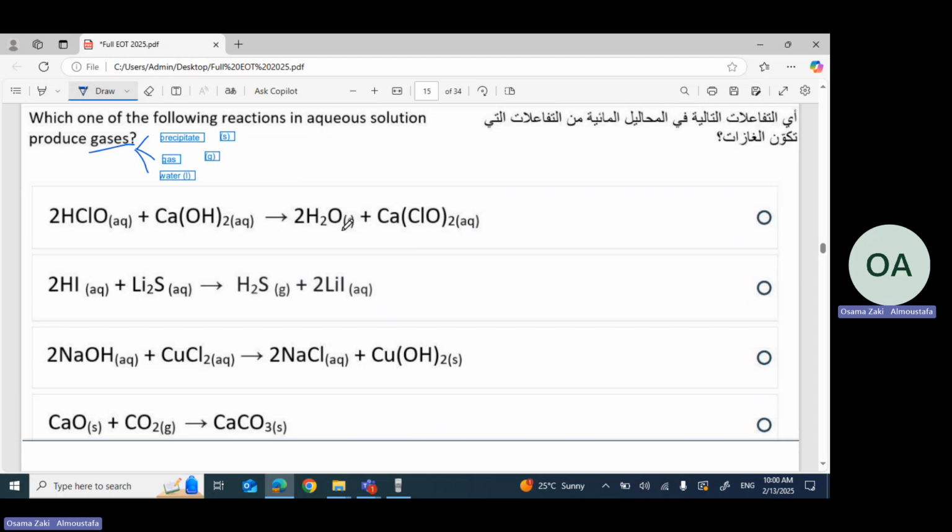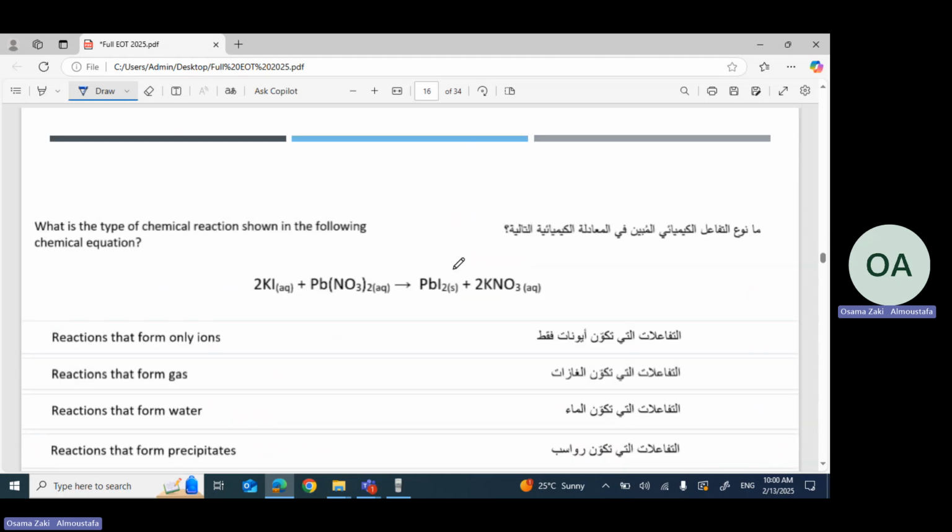What do we have here? Water, liquid. This is the third type, which is water. Here, what do we have? We have gas in the product, so this is the correct answer. Let's check this one. This one's solid, precipitate. And this one, by the way, is not an aqueous reaction, as you see here, because we don't have AQ and AQ. So this is the correct answer.